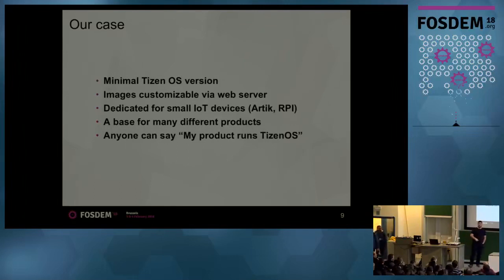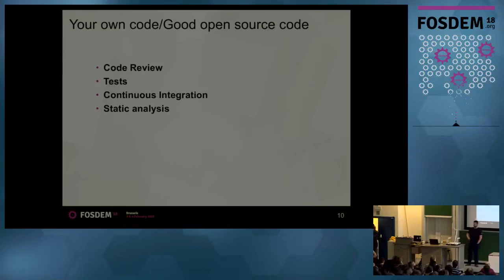But in the end, you may always place a sticker on your product and say, hey, I'm running Tizen. It doesn't matter that to tens of our good services you add some crap. You may always say, I'm running Tizen. So for the first piece, to have good code, you need a well-defined, good software development process, like in open source. You've got code review, you've got tests.